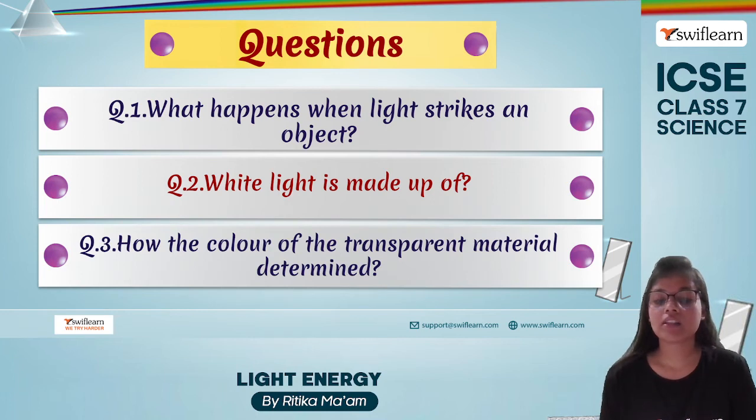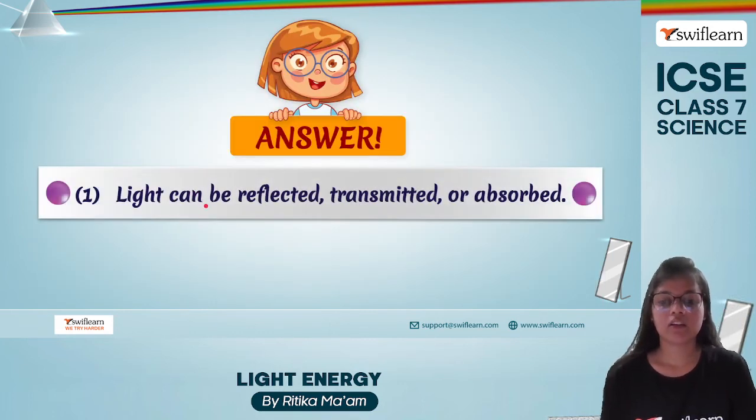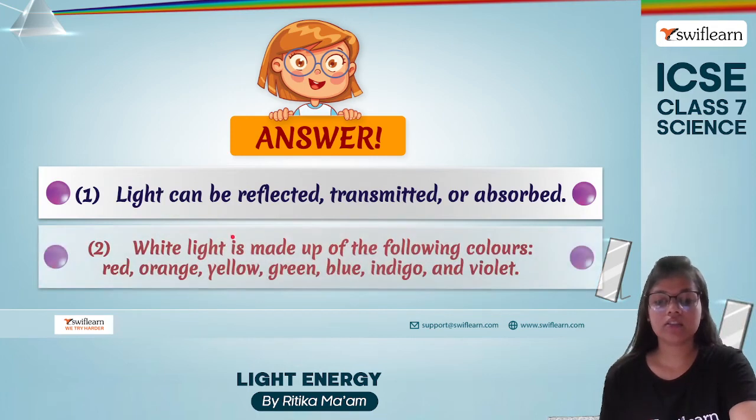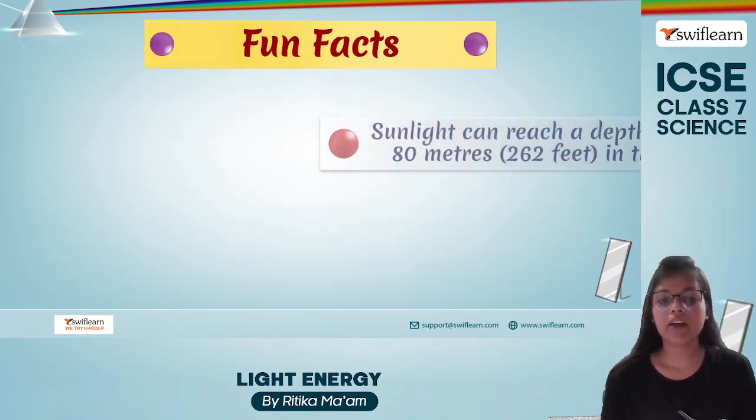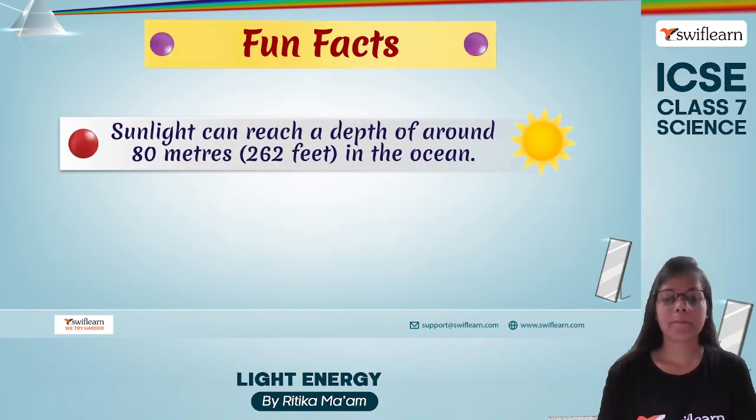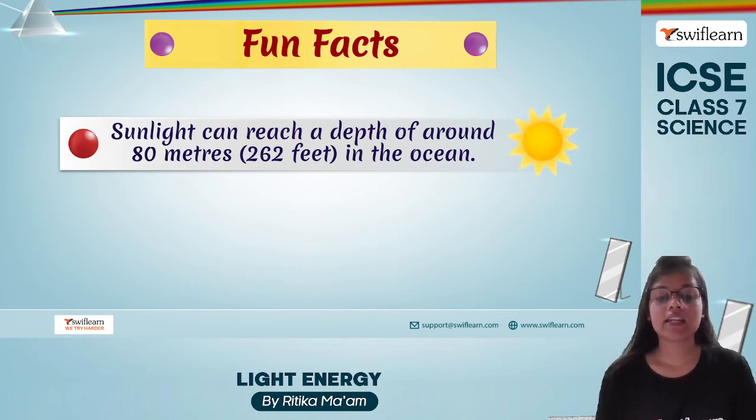And how is the color of a transparent material determined? The color of the transparent material is determined through the wavelength. Okay, so we have the answers here. White light is made up of the sunlight colors, which are VIBGYOR, and the color of a transparent object is determined by the wavelength of the light which is transmitted by it. A fun fact: sunlight can reach a depth of around 80 meters, which is 262 feet, in the ocean.